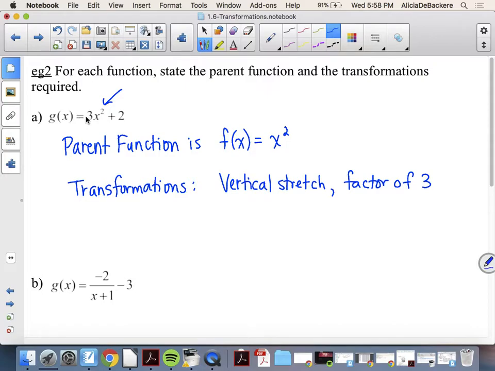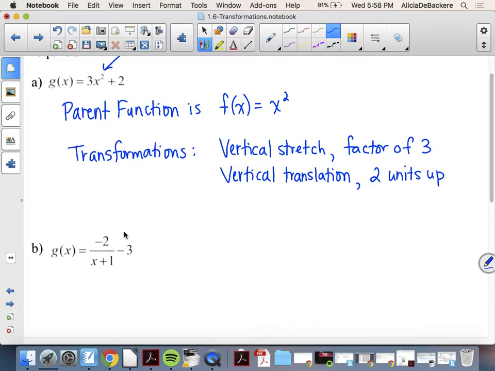Next, just moving through my function, after the x squared, I have a plus 2. Now the plus 2 comes after the squaring. It's not inside the square function, it's outside. So that tells me that it's vertical and it's addition, so it's a vertical shift or a vertical translation. Don't forget to tell me which way you go and how far. We're going to go 2 units up. So that's it for the first equation.